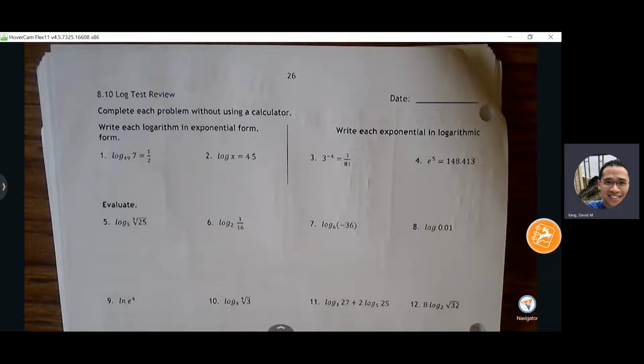So basically, the test review is a lot longer than the test. The test review is like 4 pages, 5 pages, but the test will have one or two of every section that you see on the test review.